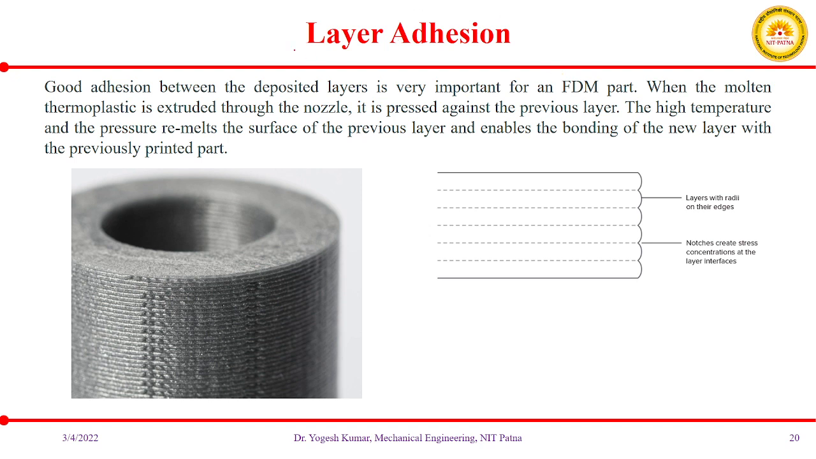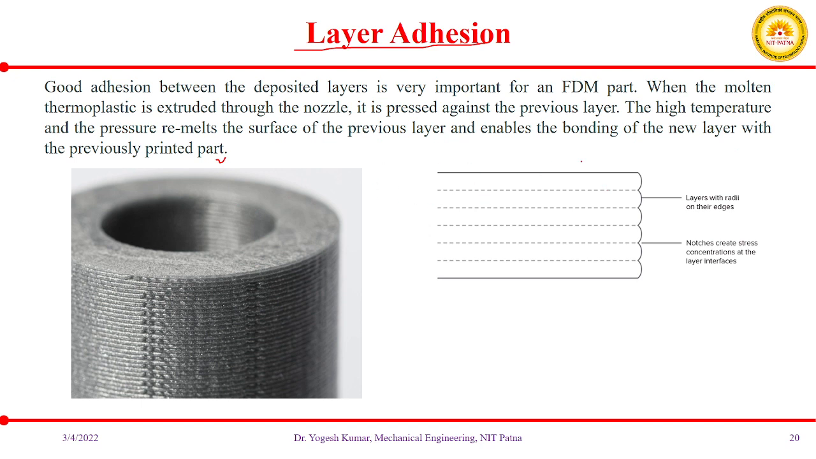Okay, so here we will discuss layer adhesion, how the layer adhesion takes place between these layers during the printing of material using your FDM printer. Good adhesion between the deposited layers is very important for an FDM part. When the molten thermoplastic is extruded through the nozzle, it is pressed against the previous layer. The high temperature and pressure remelt the surface of the previous layer and enable the bonding of the new layer with the previously printed parts. So this is basically the layer adhesion.